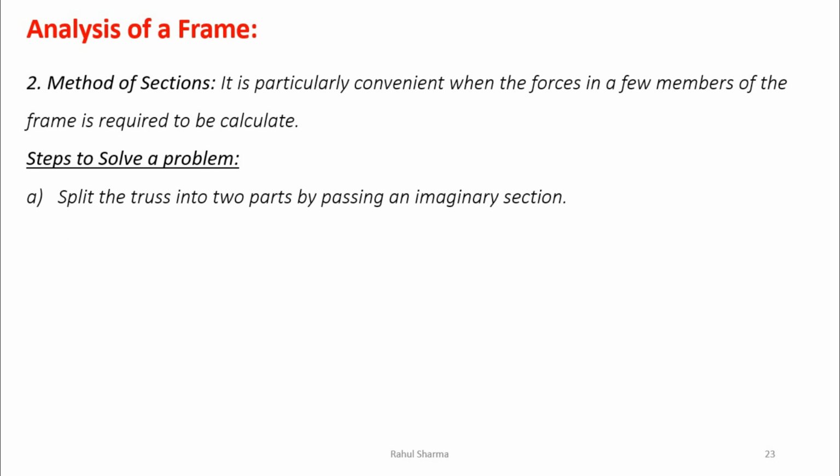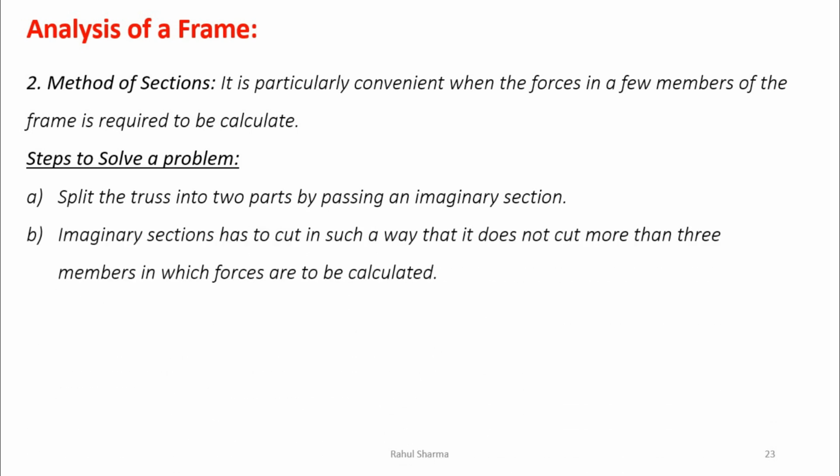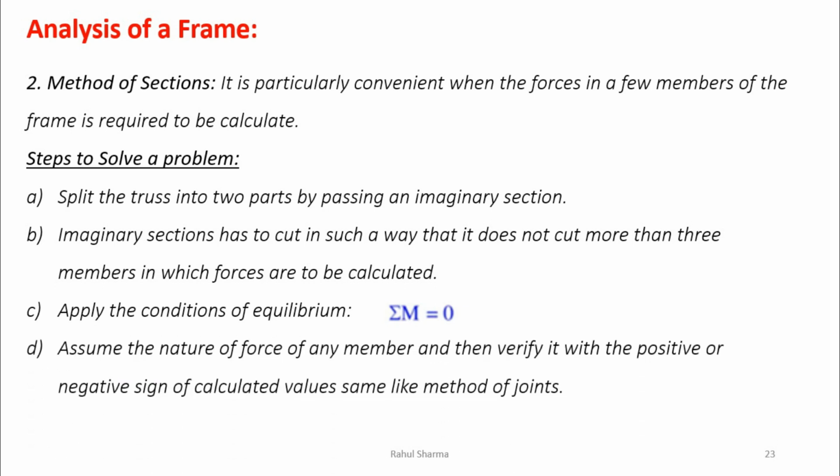So what are the steps to find that? First, we have to split the truss into 2 imaginary sections. We will neglect the section which does not have the member in which force is to be calculated, and we consider only the section in which the member is present. Then we apply the conditions of equilibrium, but here in the method of section, along with summation of Fx equals 0 and summation of Fy equals 0, we can also apply summation of moments equals 0 as a condition of equilibrium.